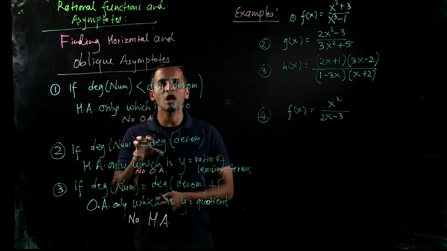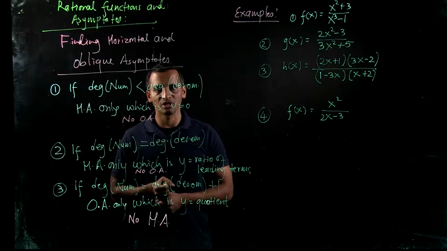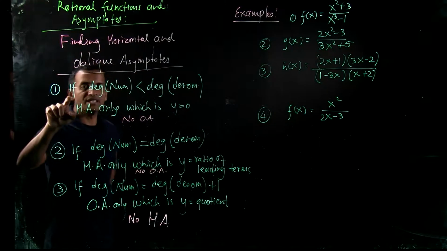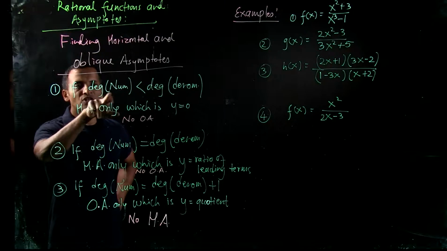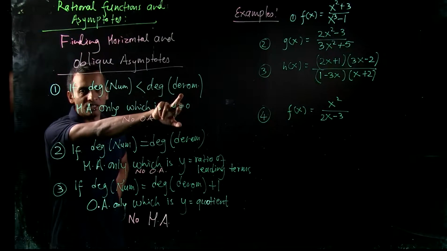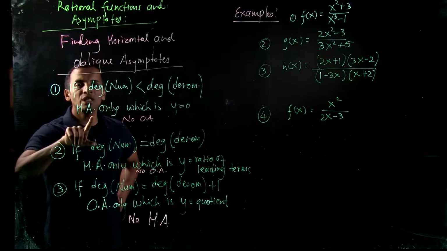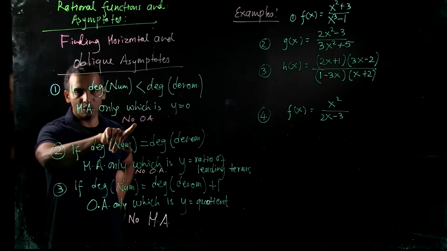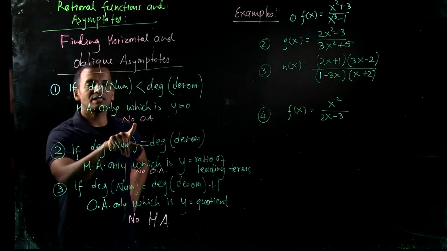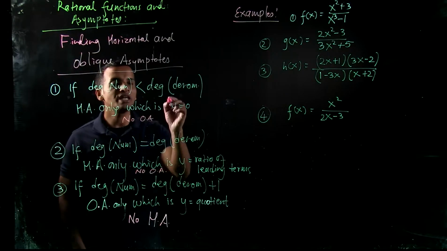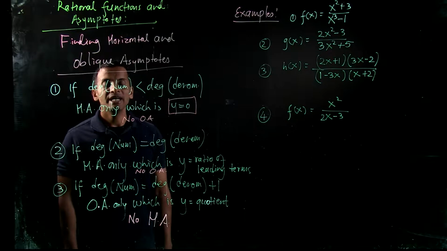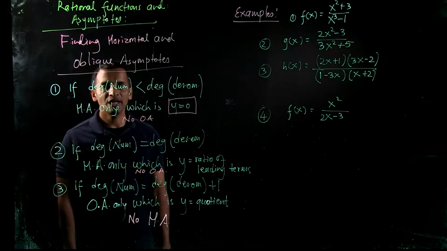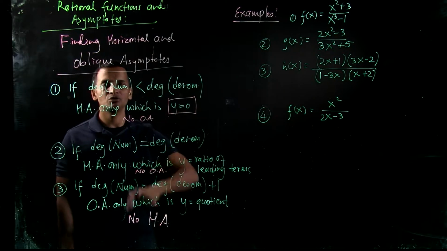It depends on the degrees of the top and bottom of a rational function. Rule number one: if the degree of the numerator, the top function, is smaller than the degree of the denominator, the bottom function, then there is only a horizontal asymptote, no oblique asymptote. But what is that horizontal asymptote? The horizontal asymptote will be y equals 0 for any such problem.